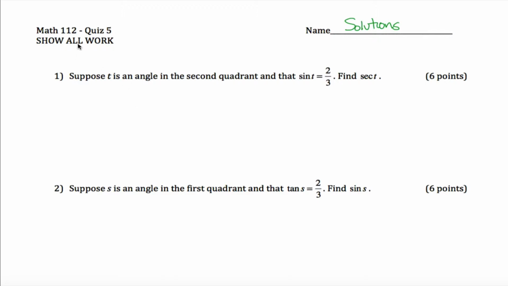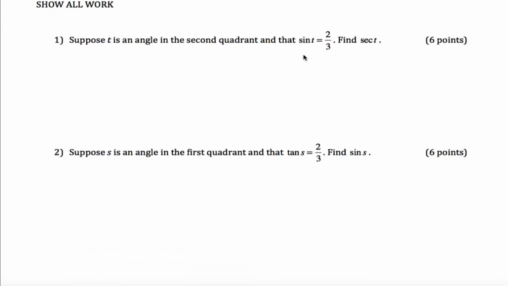All right, here are the quiz 5 solutions for Math 112. In this first problem, we're told that t is an angle in the second quadrant, and the sine of t is 2/3, and we're asked to find the secant of t.